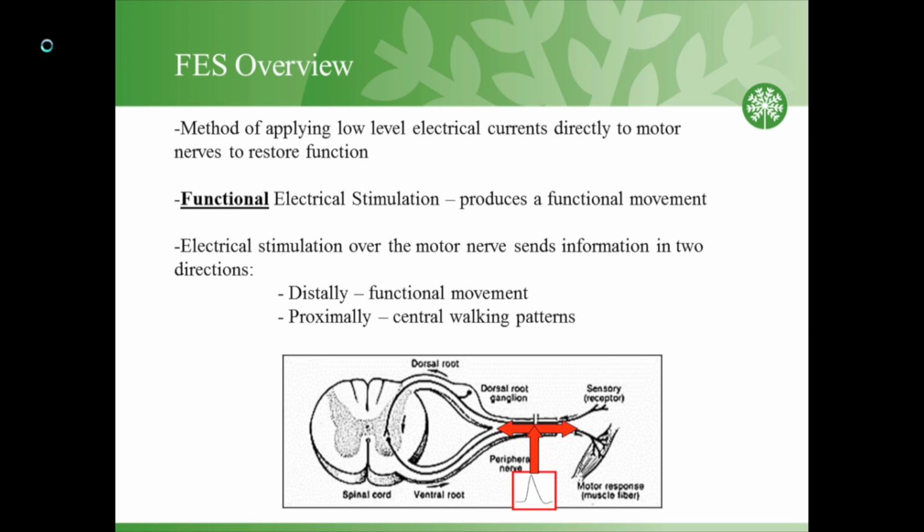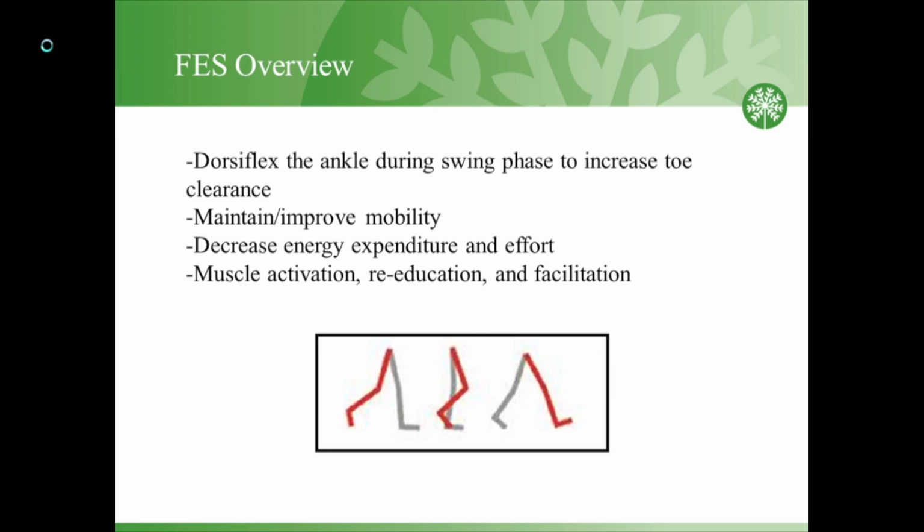The other part is that we are stimulating that motor nerve. We're not trying to just reach an action potential in a muscle to get a contraction. We're actually trying to go for that peripheral nerve. I'll go into exactly the nerves, but distally, by stimulating that nerve, we are introducing a sensory signal into the nerve to get a functional movement, and then proximally, by using the central nervous system, we're hoping that we're actually affecting the central walking patterns and looking at the actual pattern of gait and how we're interacting with the patient's actual ambulation.